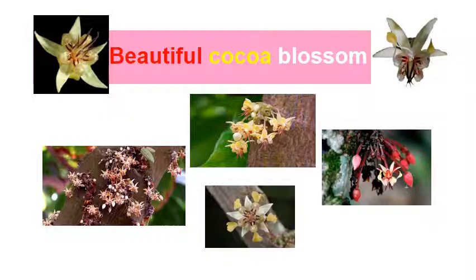Dear students, look at the slide. The beautiful cocoa blossoms. The tree may bear flowers throughout the year, but flowers appear in abundance once every 6 months. The flowers have either a foul smell or no smell. They may be white, pink, yellow, or red in color. They grow on the trunk and large branches of the tree.